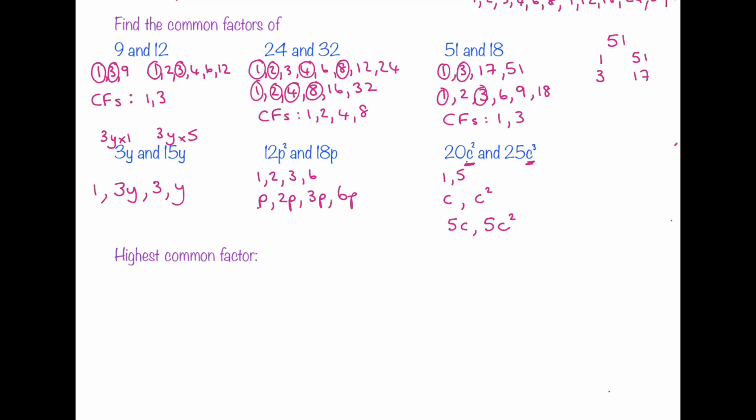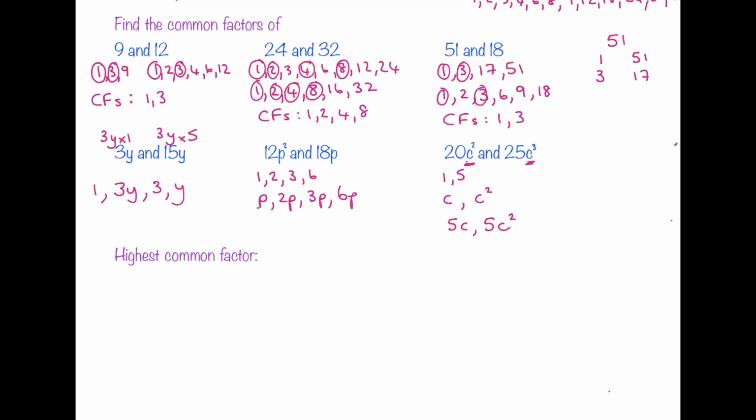So we've got lots of different things. All you've got to make sure when you're finding a common factor is that you can find a partner that will multiply to give you your originals. So let's just have a little think about that just now.